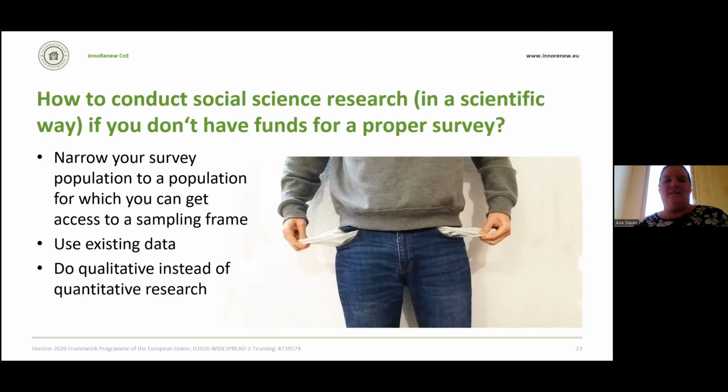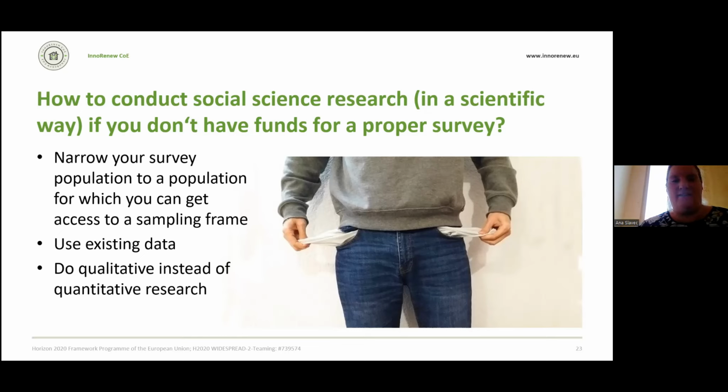I think so, but not necessarily a survey. So the first thing you can do is narrow your survey population to a population for which you can get access to a sampling frame. So in your project, you develop some new product and you want to test it, and you cannot do a market study of all the European consumers, but you can say, I developed, let's say, a toy, and I will do a survey of Facebook groups of parents.